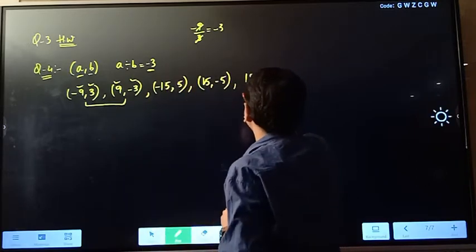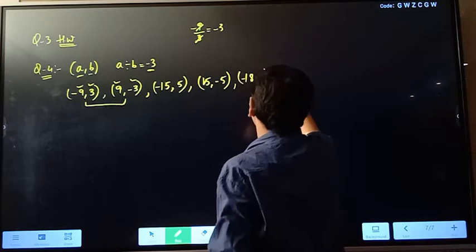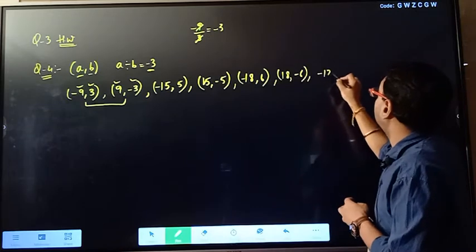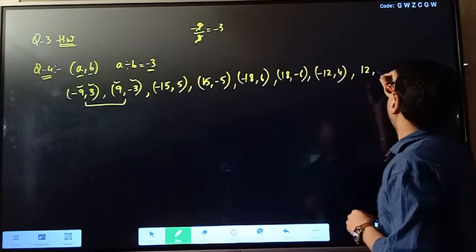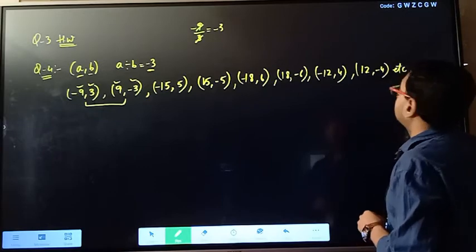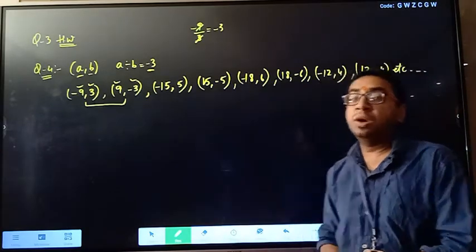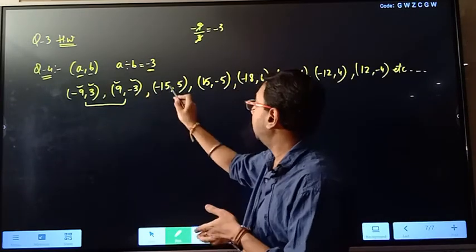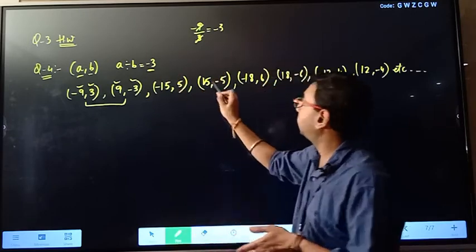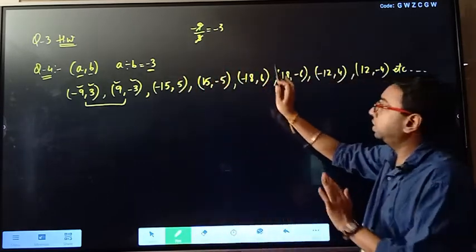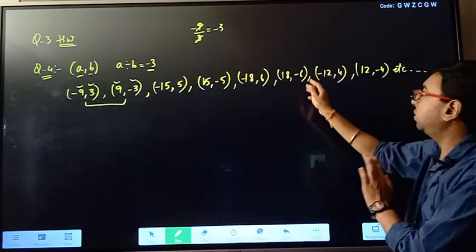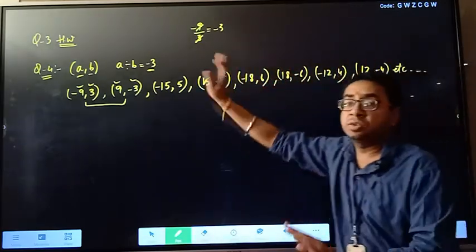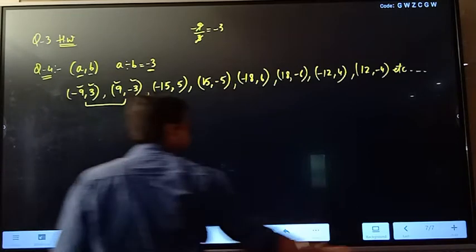You can have minus 18 divided by 6. You can have 18 divided by minus 6. Similarly, you can have minus 12 divided by 4. Similarly, you can have 12 divided by minus 4, and so on. All these pairs are giving minus 3: minus 9 divided by 3, 9 divided by minus 3, minus 15 divided by 5, 15 divided by minus 5, minus 18 divided by 6, 18 divided by minus 6, minus 12 divided by 4, 12 divided by minus 4. Clear? Next, question number 5.